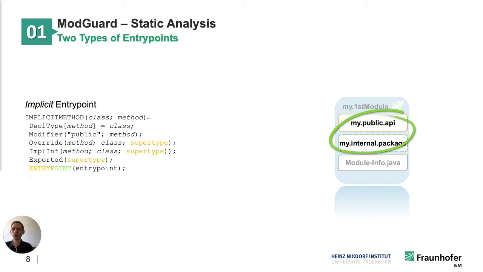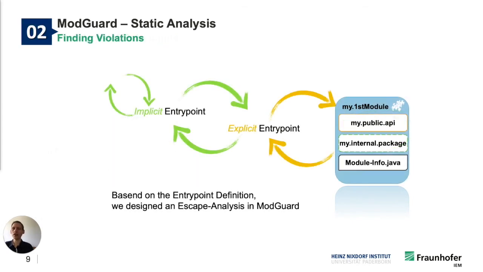Given this formal definition of entry points in Doop, we defined and designed an escape analysis specific for Java modules to identify escaping instances and identify confidentiality and integrity violations for modules. So which data flows in and which data may flow out of a module.